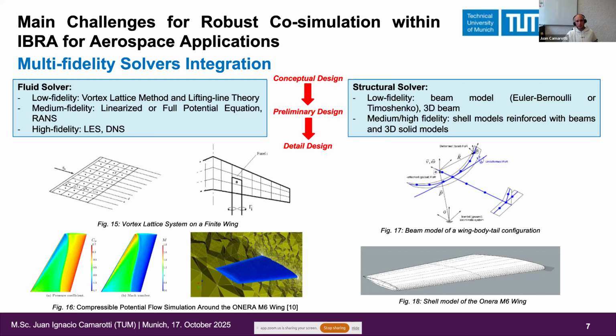The same with the structural solver. Usually we start with low fidelity models like a beam model for a wing, and towards the preliminary design phase, we start using more complex models like shell models reinforced with beams. So we need to be able in some way to couple all these different fidelity solvers using some tool. And basically this tool is the co-simulation tool that we were talking about before, which allows us to couple different solvers with different levels of accuracy without having to re-implement all new strategies for the coupling.